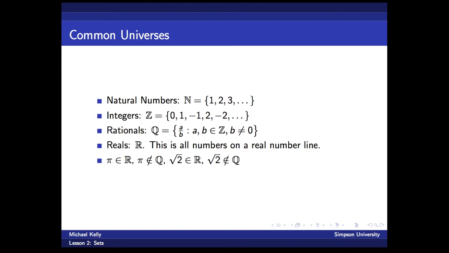So, for example, pi belongs to R, but pi is not a rational number. And similarly, root 2 is real, but root 2 is not a rational number. So there are real numbers that cannot be represented by a fraction of one whole number over another whole number.